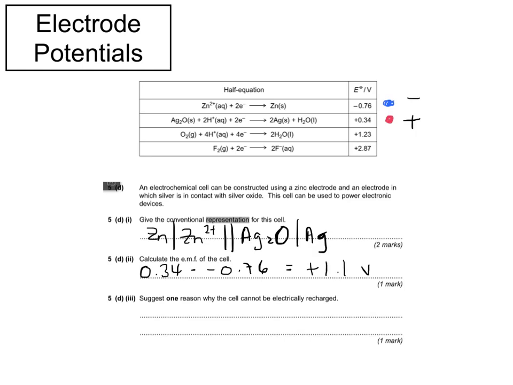And it says, suggest one reason why the cell cannot be electronically recharged. If it ever asks you that question, it's because the cell reaction is irreversible. The cell reaction has to be able to be reversed before it can be a rechargeable cell.